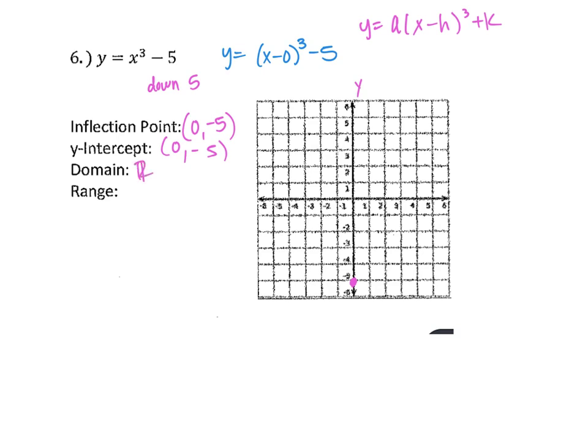Domain and range is all real numbers. And then using my slope, which is technically 1, a number in front of x, this is going to be 1 over 1, so I would go up 1 over 1, and then down 1 over to the left, the opposite direction. And then I would make my curves. And there we have our cubic graph. And that's it.